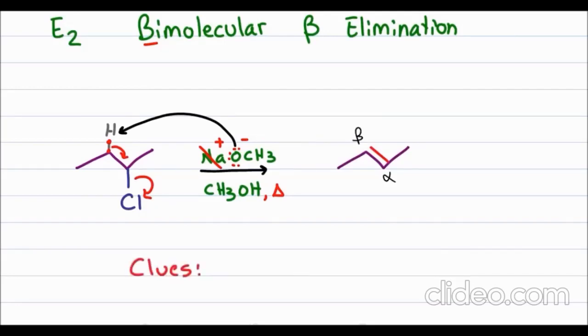The clues that this reaction took place include absolutely no carbocation intermediate because we have a strong attacker and a fast one-step reaction. Our second clue is a pi bond between the alpha and more substituted beta carbon.